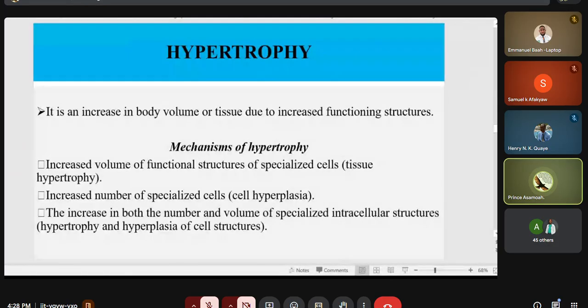Okay, so the mechanism is simple. There is an increased volume of functional structures of specialized cells. Then we have an increased number of specialized cells. Then the increase is both in the number and the volume of specialized intercellular structures. Okay, so we are going to explain this as we move on. So hypertrophy simply means there's an increase in the volume of the tissue or the cells.